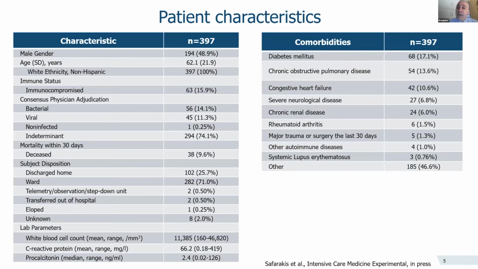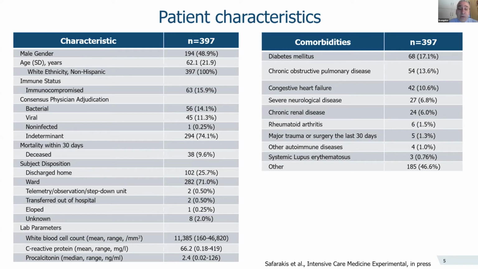So first of all, I would like to acquaint you with the general features of this cohort. As you can see, they are evenly distributed, males and females. Their mean age is 62 years old. They are of Caucasian origin. Few of them were immunocompromised. And I want to let you know that in this cohort, 10% of the patients died.